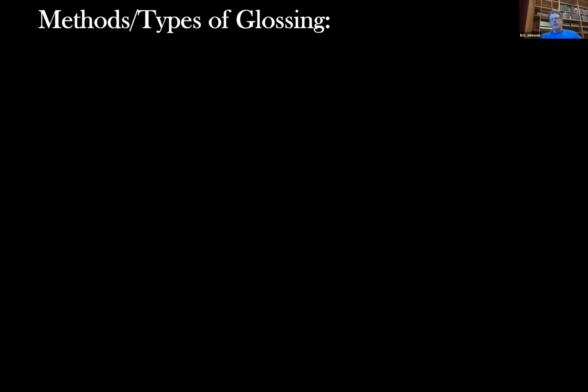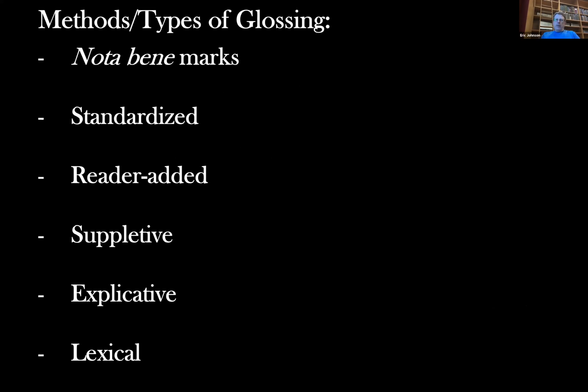Okay, so there are all sorts of different kinds of glossing and annotations that you'll find in medieval manuscripts. The basic varieties are simple nota bene marks. You're going to see standardized glossing. You'll see reader-added glossing, which is not standardized. This is something that if we all had the same copy of, say, Clemens and Graham, or not the same copy, we all have our own copies of Clemens and Graham, and we annotate them however we want. That's our own reader-added glossing, making absolutely unique texts, unique manuscript copies out of things.